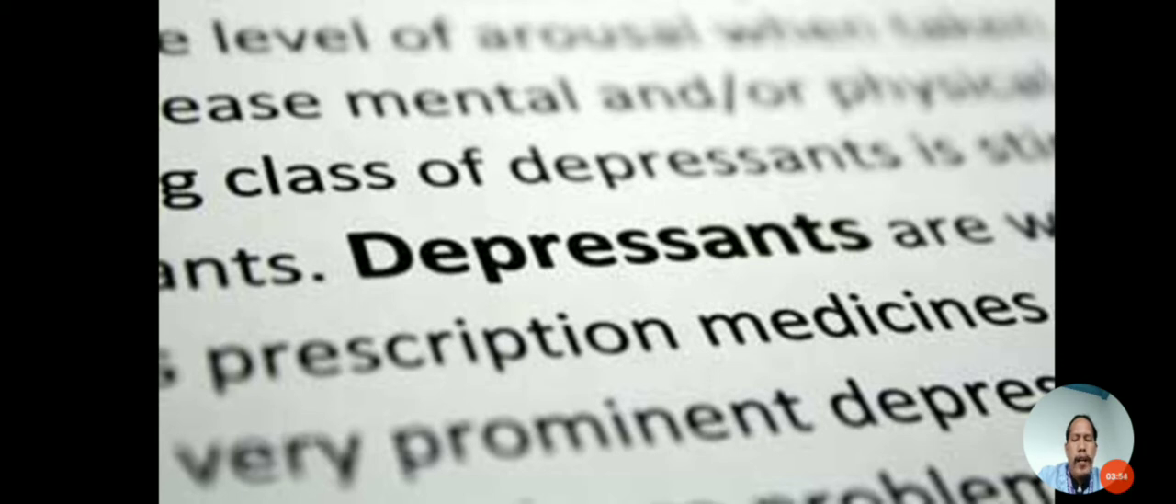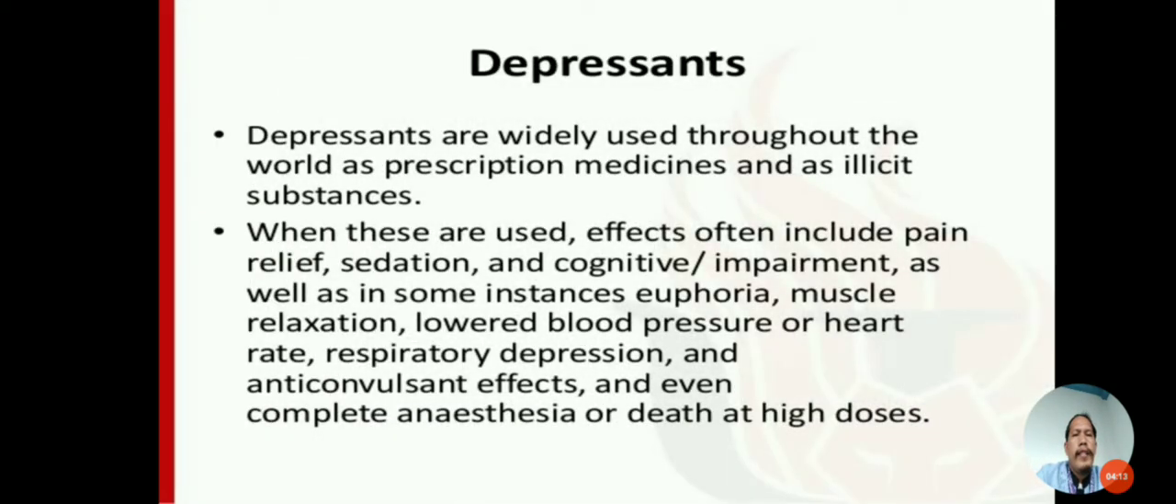Popular names of depressants are snow, junk, smack, or heroin, cough medicine, cocaine, sleeping pills, dolls, barbiturates, downers, tranquilizer, and drink, both of alcohol. Depressants are widely used throughout the world as prescription medicines and as illicit substances. When these are used, effects often include pain relief, sedation, and cognitive impairment, as well as in some instances euphoria, muscle relaxation, lowered blood pressure and heart rate, respiratory dysfunction, and anticonvulsant effects, and even complete anesthesia or death at high doses.